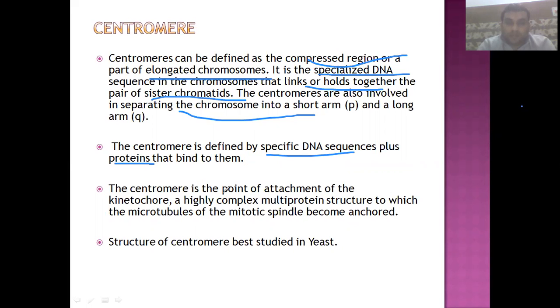The centromere is the point of attachment of the kinetochore, a multi-protein complex structure to which microtubules of the spindle are anchored. So the centromere is actually involved in the separation of chromatids during cell division. The structure of the centromere is best studied in yeast, that is Saccharomyces cerevisiae.